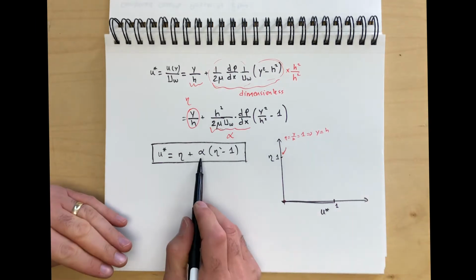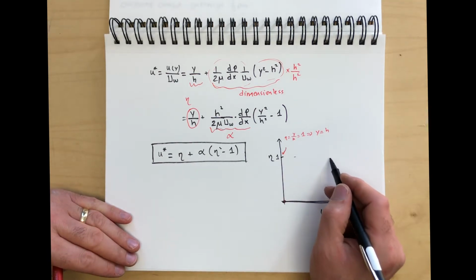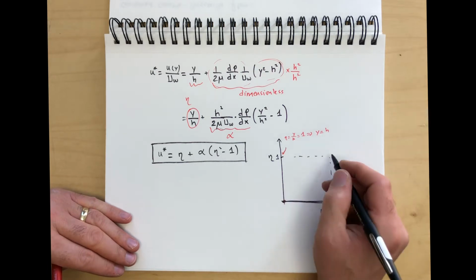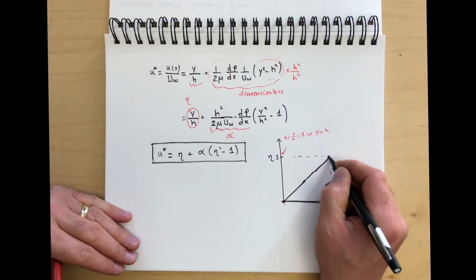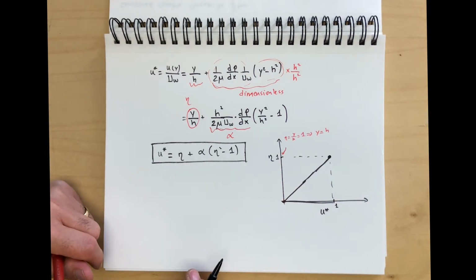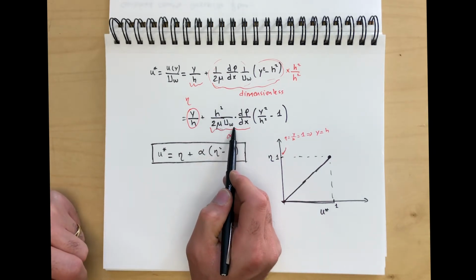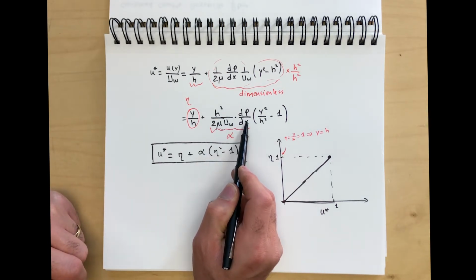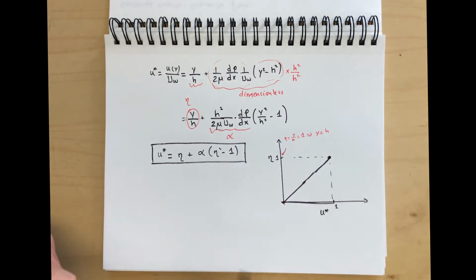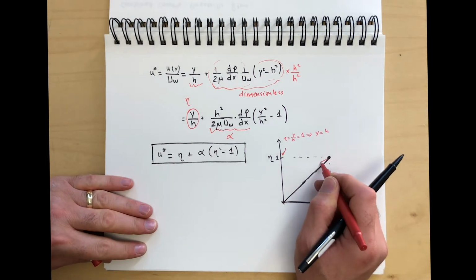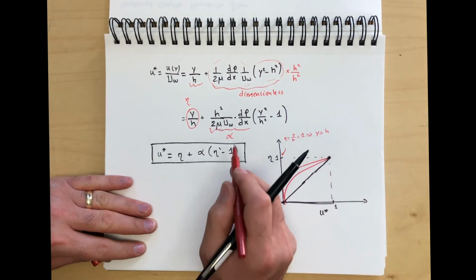So for when alpha is equal to 0, what we're going to get is u star is equal to eta. So we get this kind of straight line over here, 45 degrees, and this is your classic Couette flow problem. Now, when alpha is positive, so this entire quantity is positive, so that dp by dx is a positive quantity, this is where you're going to get some backflow. So you're going to start seeing profiles that look like this, depending on the value of alpha.